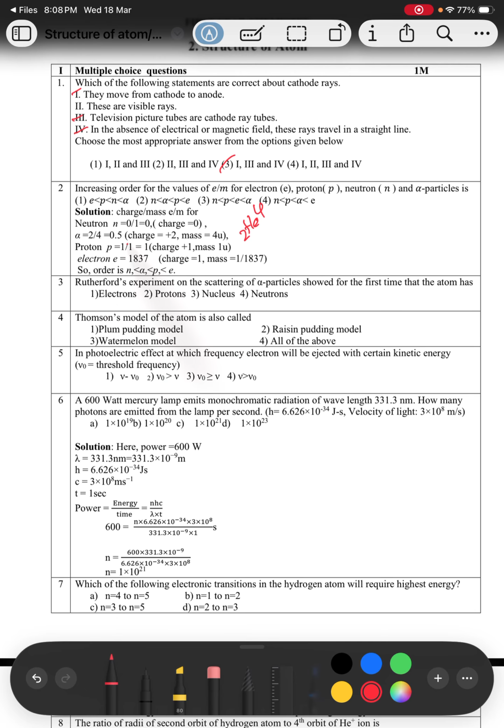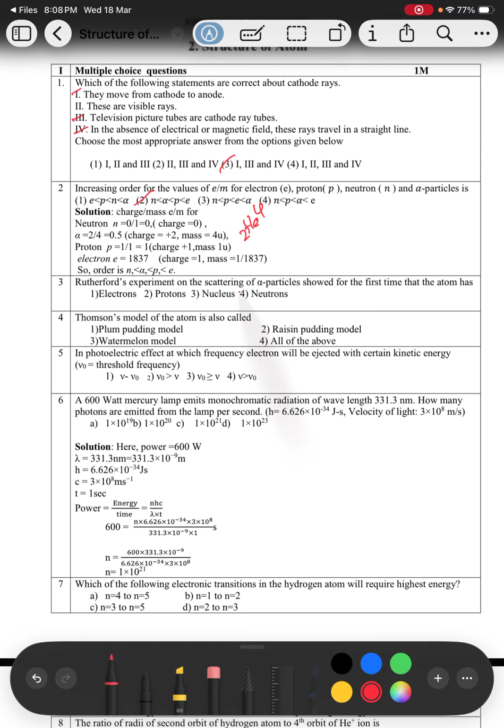Proton charge is 1, relative charge, and mass is also relative mass 1 regarding hydrogen. Electron charge is 1, mass is 1 by 1837 of hydrogen atom. So e by m value for electron is equal to 1837. So the values are increasing in this order. E by m value of electron is greater than proton, greater than alpha, greater than neutron. So option 2 is the correct one.